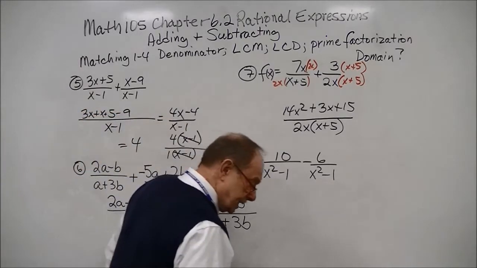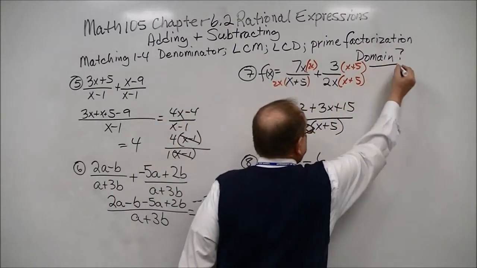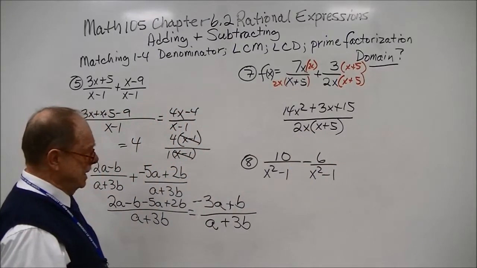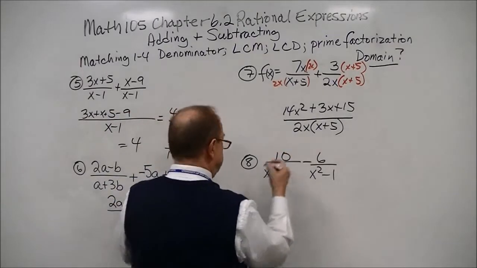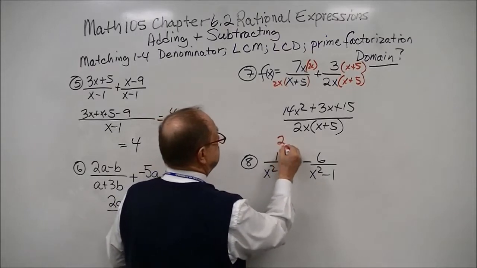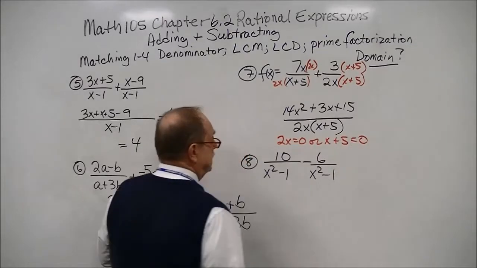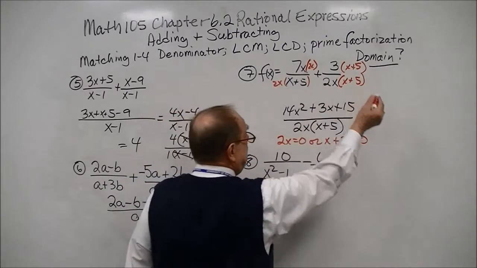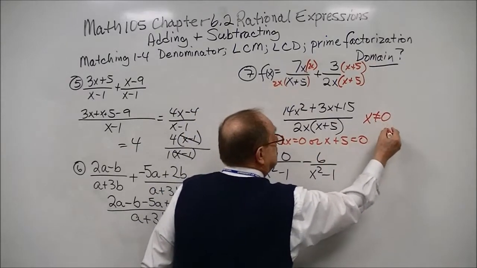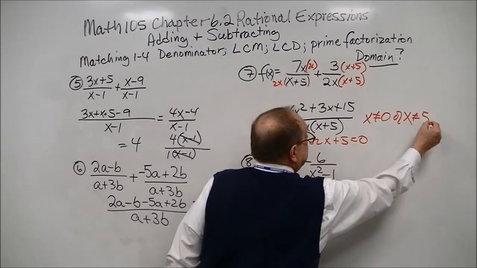Now, notice that as we do this, they also wanted to find out what would our domain be of our final answer. Well, again, it's taking each of these terms and equating them to 0. So here, for our domain, it would be any real number, but x cannot equal 0, or x cannot equal a negative 5.